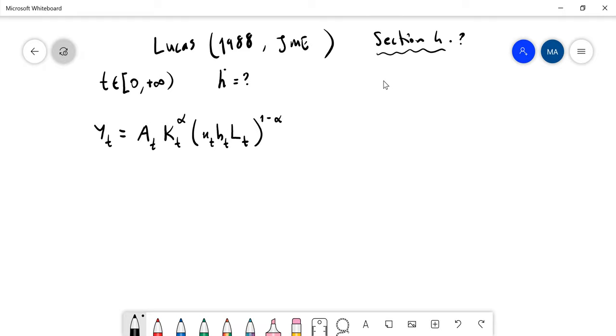Here, L is raw labor, okay? So A is some productivity, as in, let's say, Solow, and let's say it grows at a constant rate. And L is population, and suppose that it also grows at a constant rate. Now, H is human capital per worker.